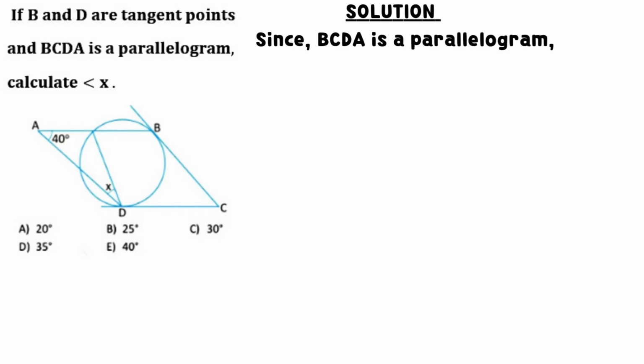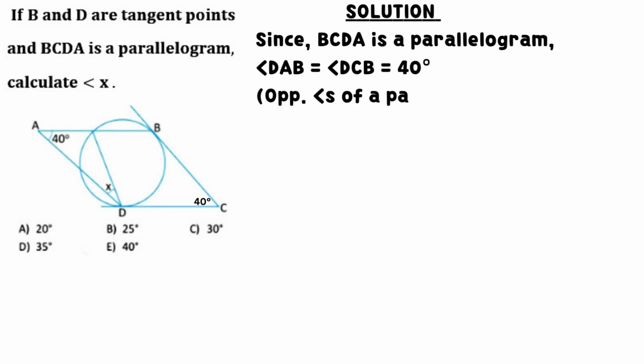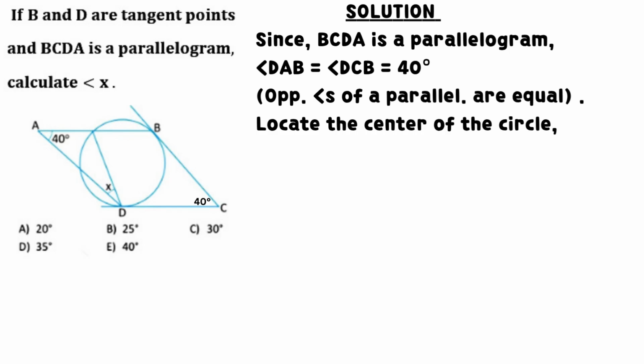Since BCDA is a parallelogram, angle DAB equals angle DCB, which equals 40 degrees. It is because the opposite angles of a parallelogram are equal.